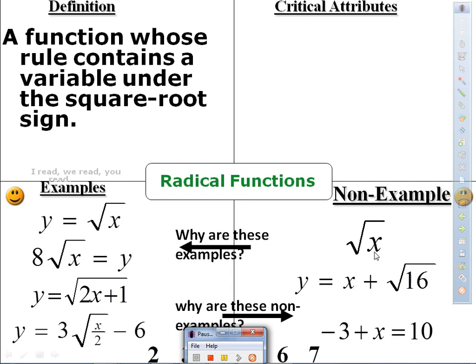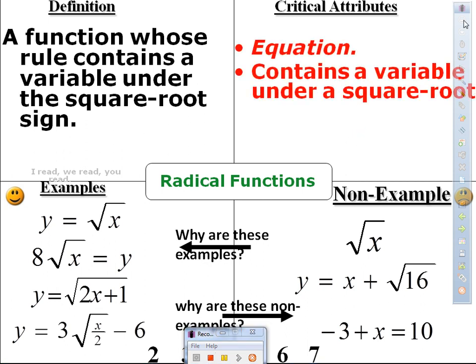One thing that we saw, number one, this one is not a function. It's not equal to y. This one, there's no variable under the square root. And this one does not have a square root. So important things to remember, it has to be an equation, and it has to have a variable under the square root. So make sure you write those as your critical attributes. It has to be an equation, and it has to contain a variable under the square root sign.